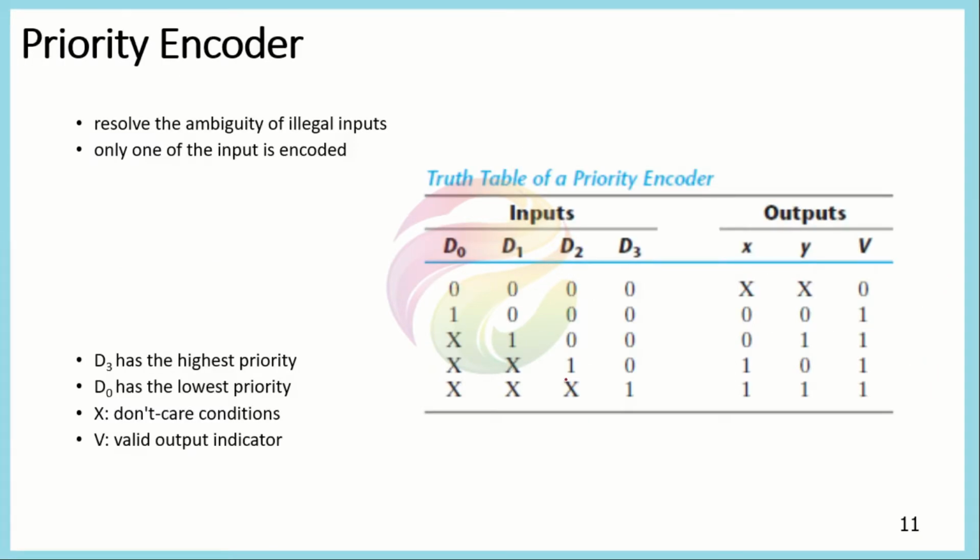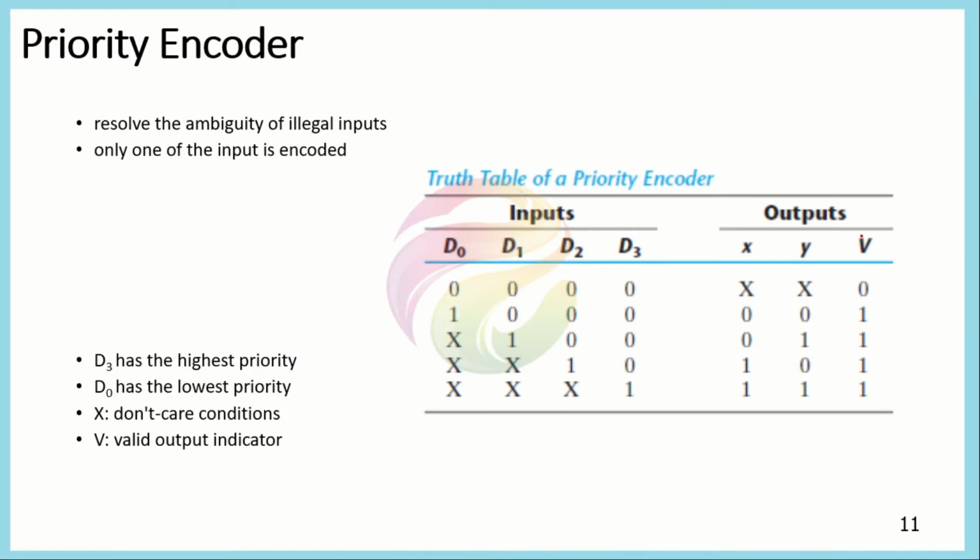We discussed two issues with the encoder. One was that different combinations of the input were giving the same values at the output. When all inputs are equal to 0, we were getting the output equal to 0. And when d0 is equal to 1 and the rest of the inputs equal to 0, we were again getting the same output, as x, y, and z all had 0 values.